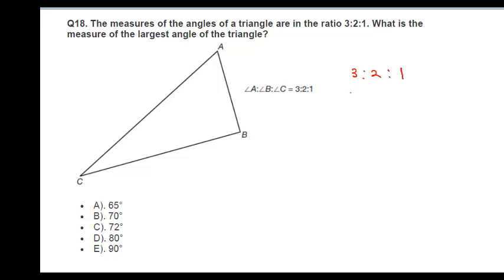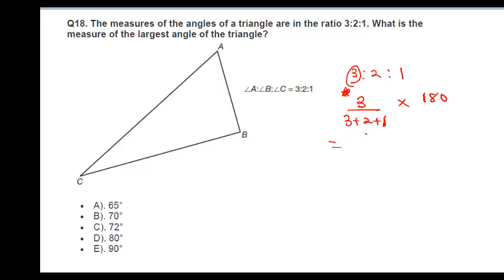Now, that means the largest triangle for A, the biggest triangle, which is the 3, is 3 over the total, which is 3 plus 2 plus 1, multiplied by the sum of angles of a triangle. The sum of angles of a triangle is 180. So in order to find the largest angle, we need to multiply by 180.